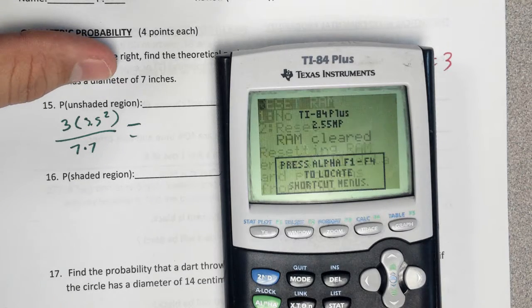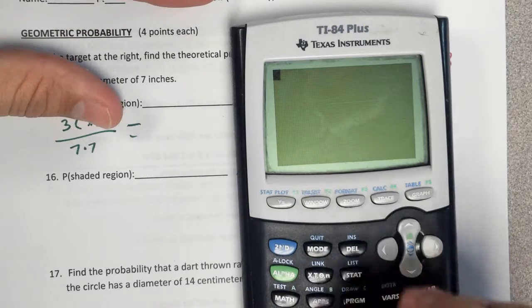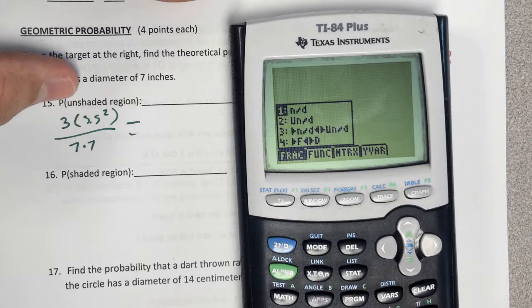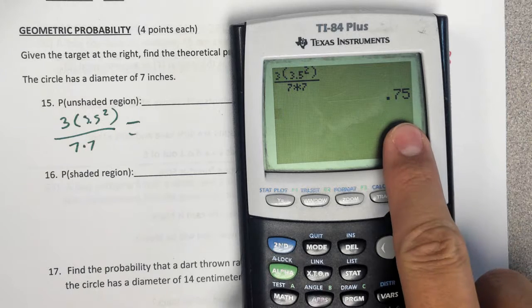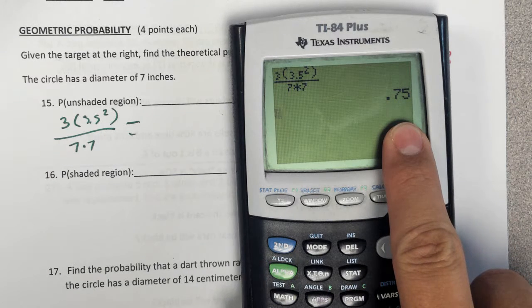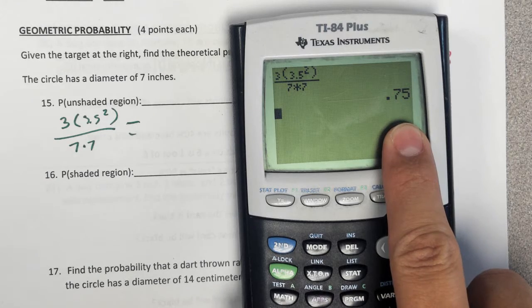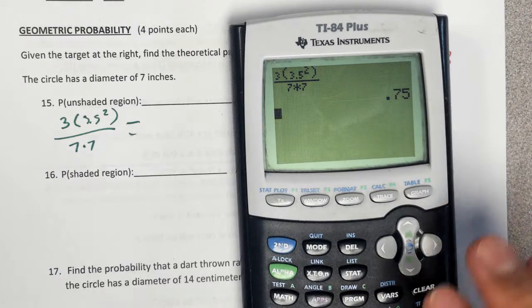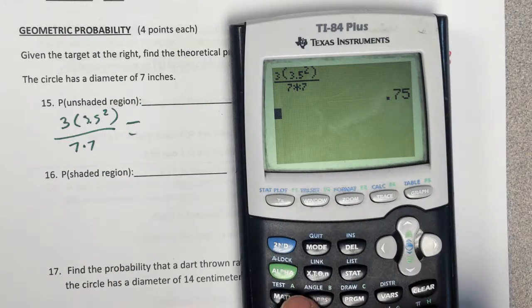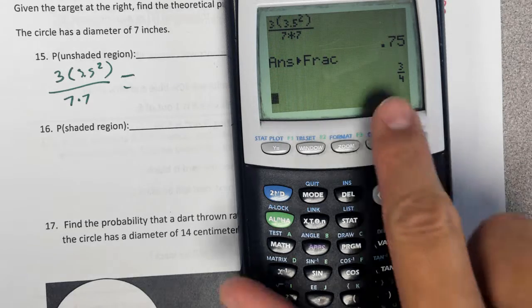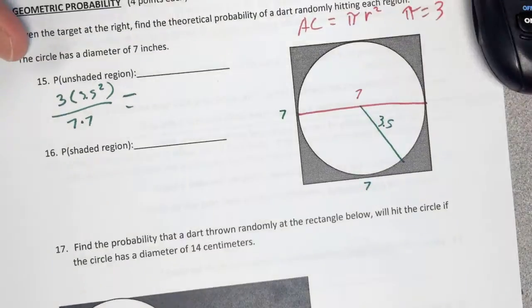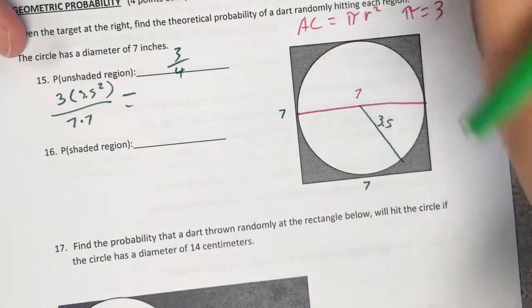Second plus 712, enter. Okay, so I go ahead and plug this in there. Alpha y equals 3 times 3.5 squared over 7 times 7. I press enter, and that is 0.75. I prefer a fraction. That math button will also make it a fraction. 3/4. That's what I want to put into the computer.